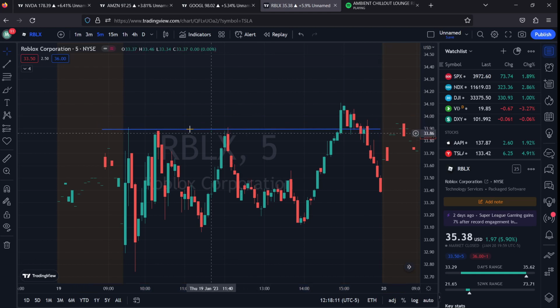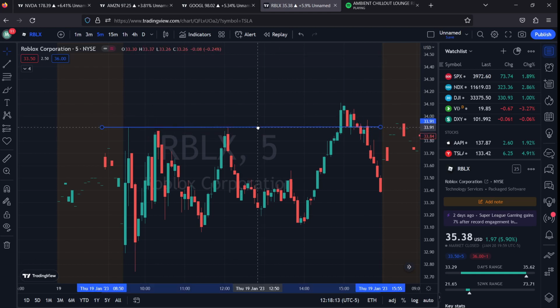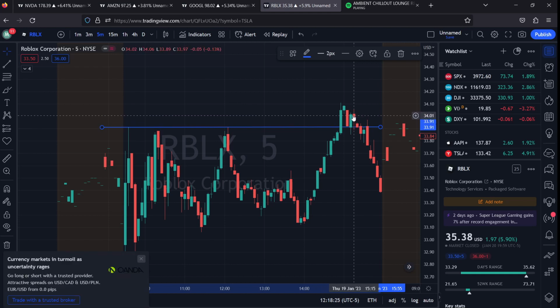So if you're using the two wicks here, the wicks did reject off the same level. What was this? 33.91. And then at the end of the day, you can see that we broke that level, bounced off of it, kind of closed below it here, and then we did close below it on this 3:25 candle. Came back up, rejected, and then pushed down for the rest of the day.